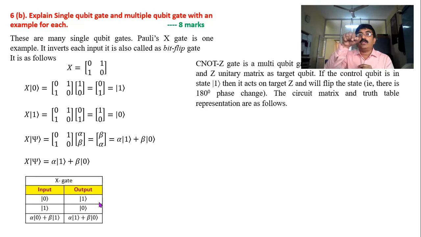Control is active only if it is in the 1 state, and then it will operate on the target. So it will change the target position. There is one control qubit and the Z unitary matrix as the target qubit. If the control qubit is in state 1, then it acts on the target Z, and Z will flip the state from one level to another level, that is through 180 degrees.